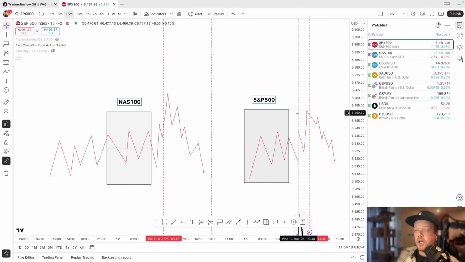So we're going to look at the lagging pair. In this case, it would be Nasdaq because Nasdaq is pushing up. S&P is pushing down and moving more down than Nasdaq. So we will probably take the trade on Nasdaq and not the S&P.